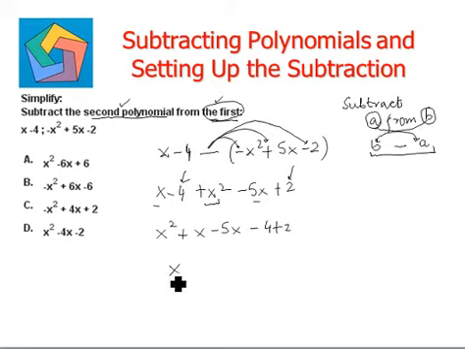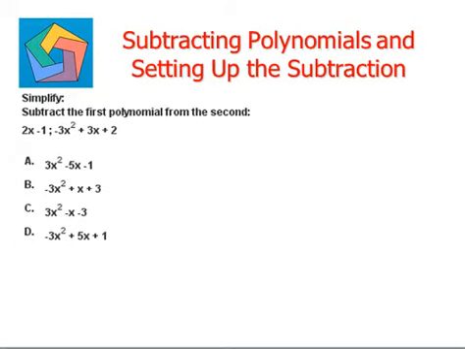So x squared, x minus 5x is the negative 4x, negative 4 plus 2 is minus 2. So x squared minus 4x minus 2 is the correct answer and can be seen in option D. For better understanding, let's try out another question.